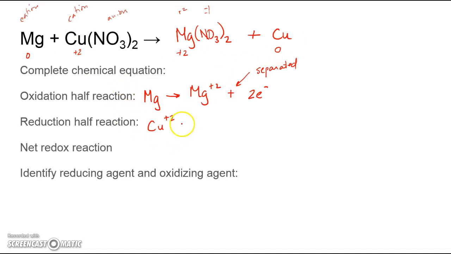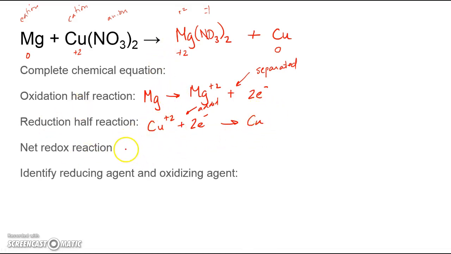The way it got more negative is that it added 2 electrons. So here's how I can tell. The plus on the reactant side means that it has separated. So in this case, we now have copper with a 0 charge.